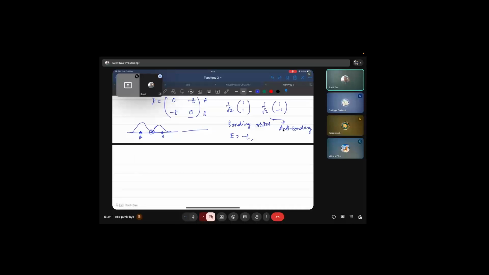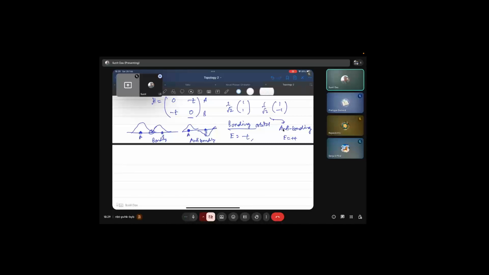So this is the same concept we know from chemistry. This will be, let's say, the anti-bonding orbital. They will peak at the atomic positions A and B. So this is bonding and this is anti-bonding. The bonding orbital will have energy minus T, and the anti-bonding will have energy of plus T.